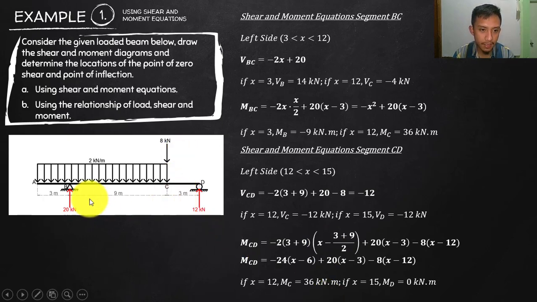Take a moment. Again, we will now be considering the entire UDL, since that is now terminated at C. So that will be counterclockwise and negative: 2 times 12, 3 plus 9 is 12.